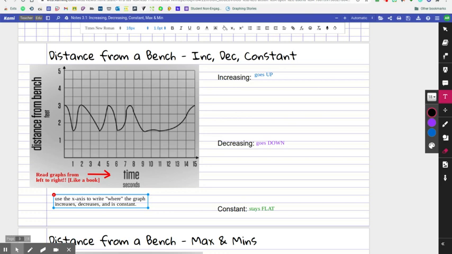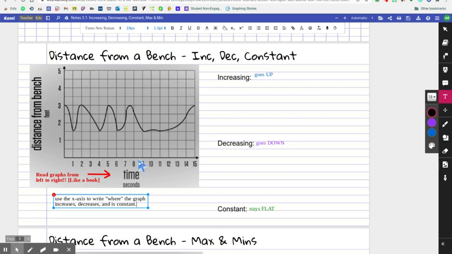Okay. When I say x-axis, does that mean the up-down line, or does that mean the left-right line? Like, does it talk about the distance here, the distance, or the time? Sorry. Yeah, we're talking about time, right? We focus on this area here, this left, right, the x-axis, that's what it's called. We focus on that to write where something is increasing, decreasing, constant. Okay.